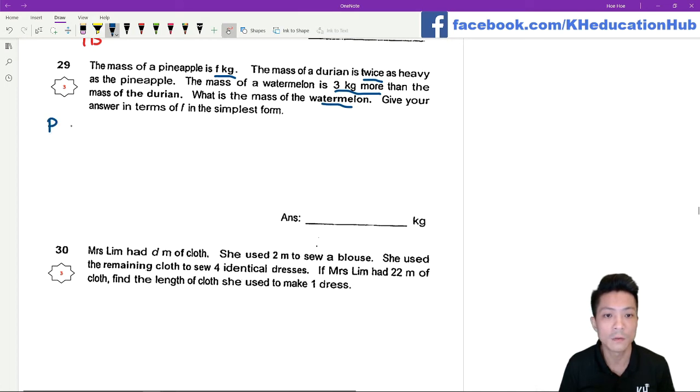We're going to write down pineapple is equal to F kg. The mass of the durian is twice as heavy as the pineapple, which means that it's going to be 2F. The mass of a watermelon is 3 kg more than the mass of the durian, which is 2F plus 3. Okay, so the mass of the watermelon is 2F plus 3.